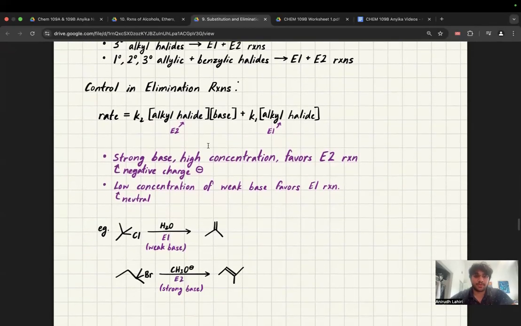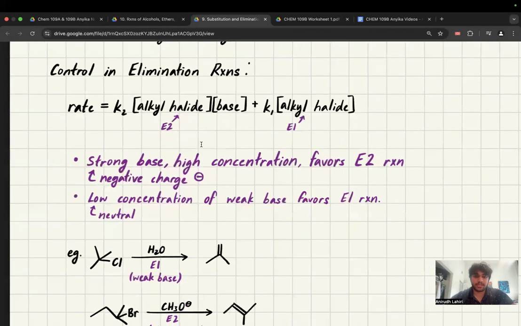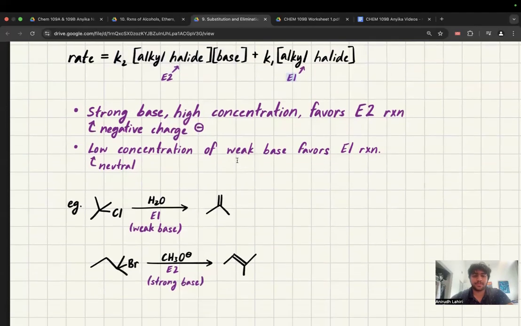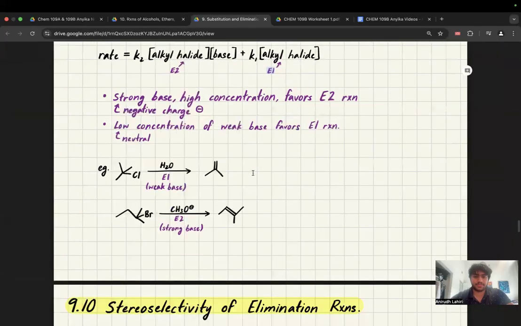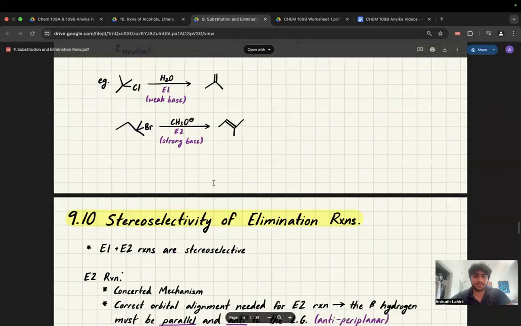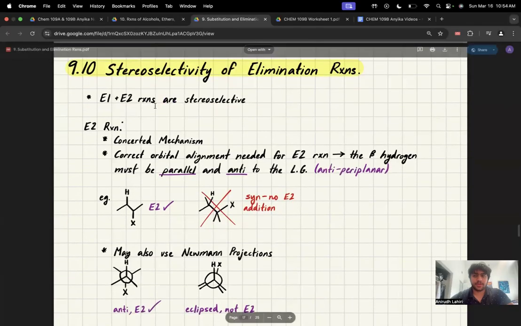So the way we favor one of them is we look at the base/nucleophile. So stronger base, recall that in E2, the reaction rate is based on the alkyl halide and the base. E1 only cares about the alkyl halide. So the stronger the base and the greater the concentration of the base, the overall faster the E2 will be, versus E1, which will not. So low concentration of weak base will also favor elimination 1 reactions.